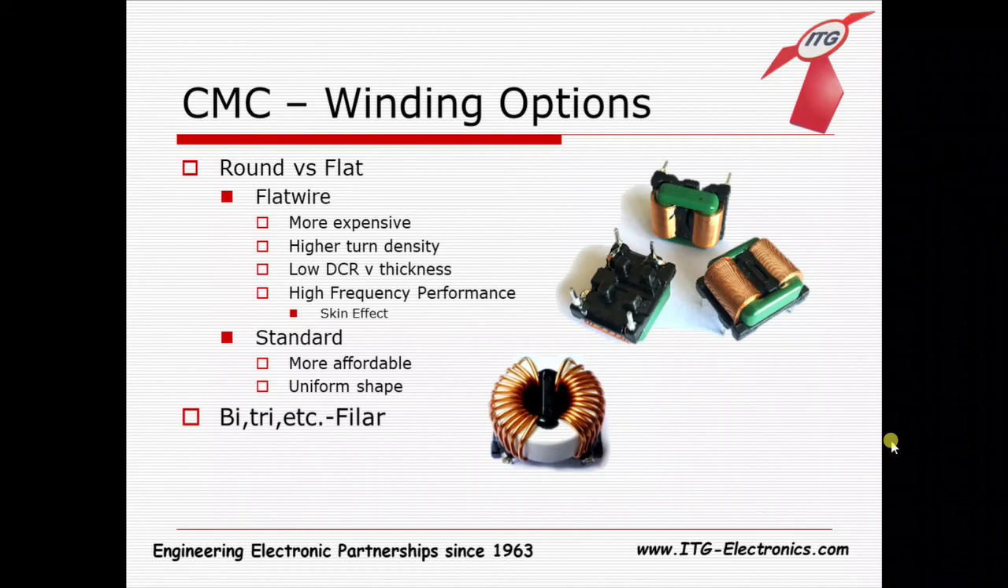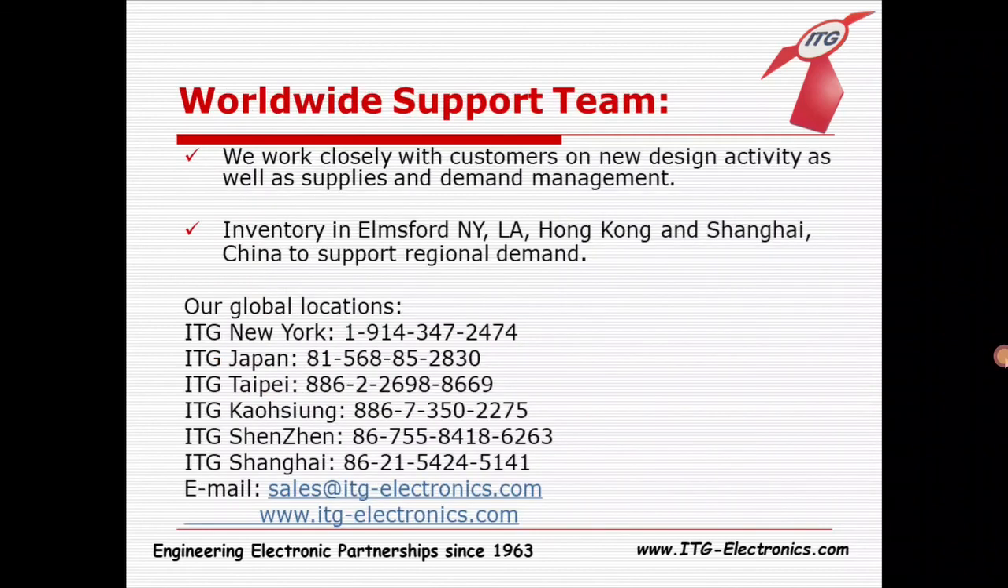So another thing to consider when selecting or designing a common mode choke is winding options. There's basically two predominant wire types. One is flat wire and one is the standard or round wire option. Flat wire can also be called rectangular wire. One of the drawbacks for flat wire is it's a little more expensive, but you can get a higher turn density, as you can kind of see here.